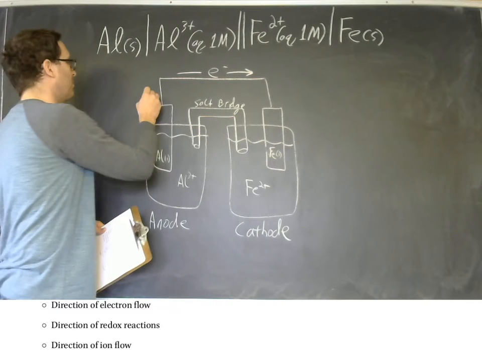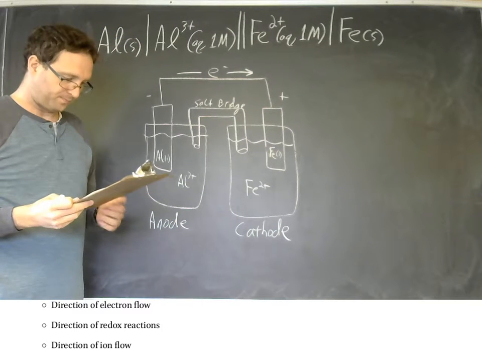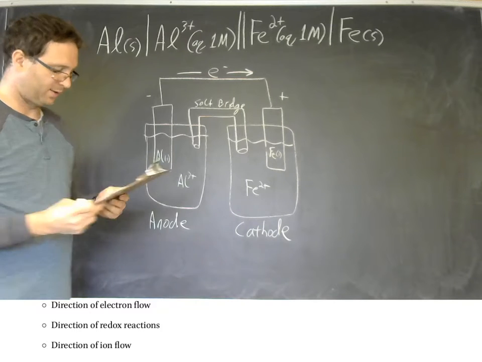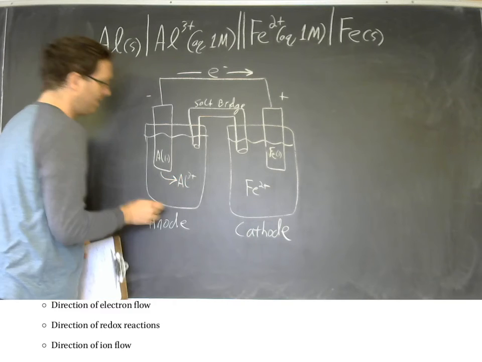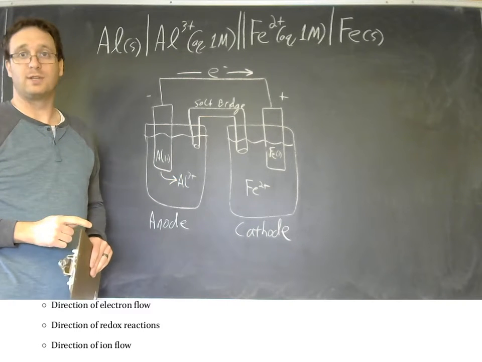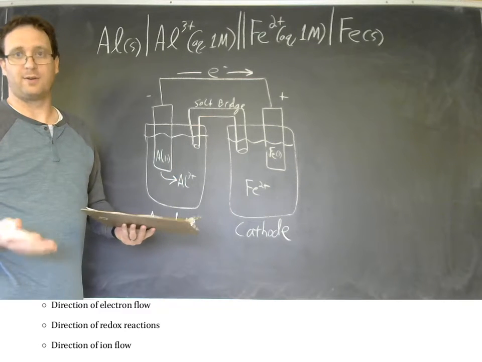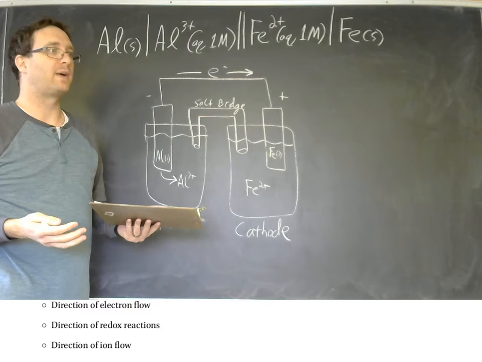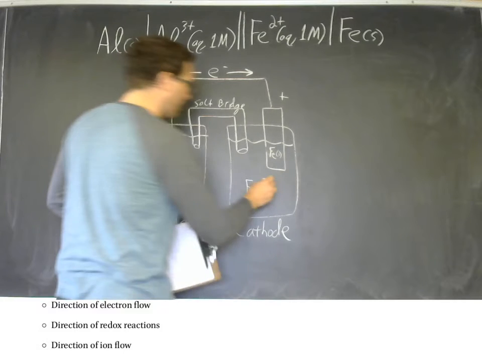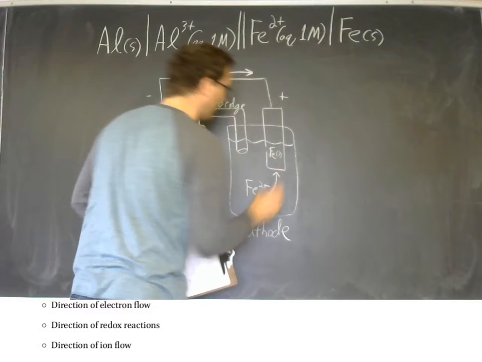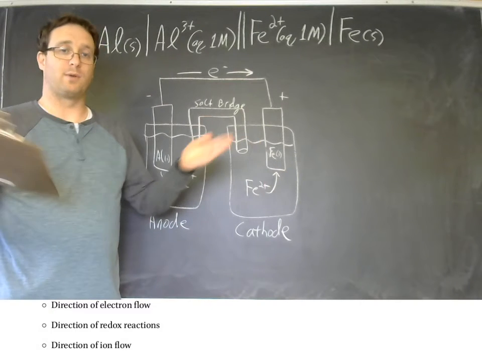We could also label this as the negative side and the positive side. The direction of the redox reactions, right? So aluminum ions are being generated. That aluminum electrode is actually being dissolved. If you ran this battery long enough, it would eventually die. And one of the ways it could potentially die is by running out of aluminum here. And then the iron ions are being plated onto the iron electrode. Your iron electrode, conversely, is going to get more and more massive.